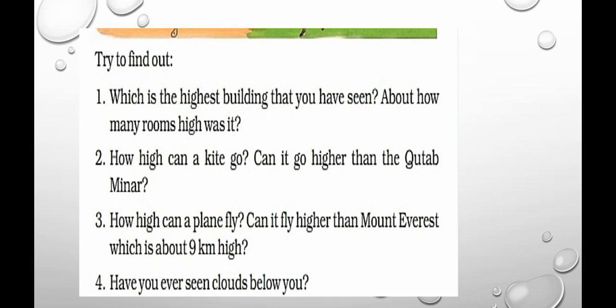Second question, how high can a kite go? Can it go higher than the Qutb Minar? Third question, how high can a plane fly? Can it fly higher than Mount Everest, which is about 9 kilometers high? Fourth one, have you ever seen clouds below you? So these are the questions. You have to do this in your classwork.